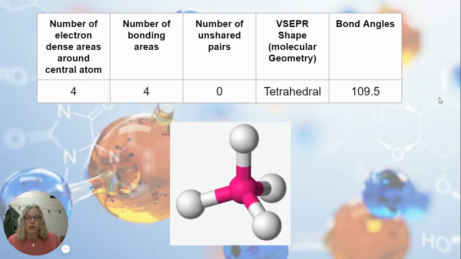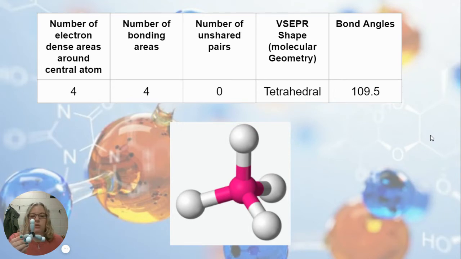Now the next one is when we have 4 electron dense areas around our central atom. Again, this is all based off the Lewis structure. If you have 4 bonding areas and no unshared pairs on your center atom, you have a shape called a tetrahedral molecule. If you look, I'm trying to rotate it for you. It's called tetrahedral because it has 4 sides if you put faces on it: 1, 2, 3, 4 sides. The bond angles on this are 109.5. The reason they're 109.5 is that, unlike our other molecules where they were just moving in flat space, this has now expanded into 3D space. So this is if you have 4 bonds and 0 unshared pairs. This is probably the most common shape that carbon makes when we talk about its VSEPR shapes, but not always.